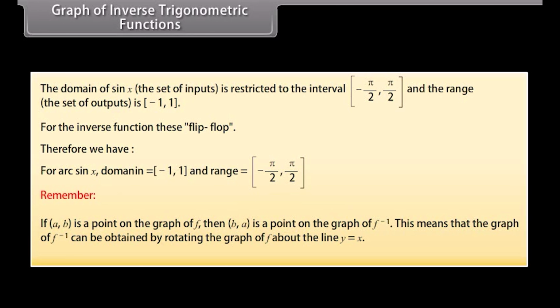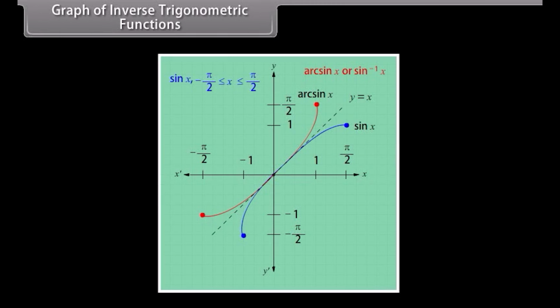is a point on the graph of f inverse. This means that the graph of f inverse can be obtained by rotating the graph of f about the line y is equal to x. Using this idea of rotation and by plotting some points, we see this graph of arc sin x.